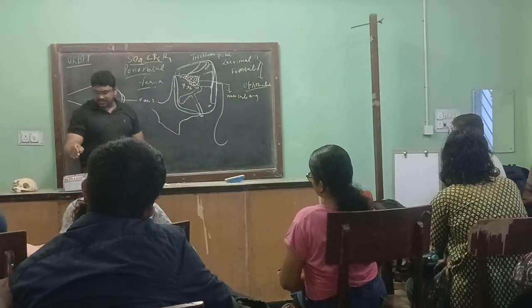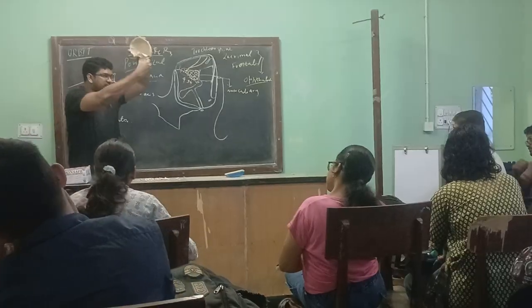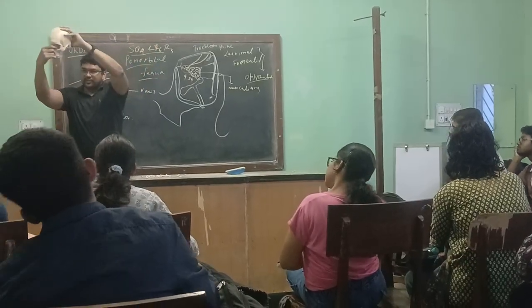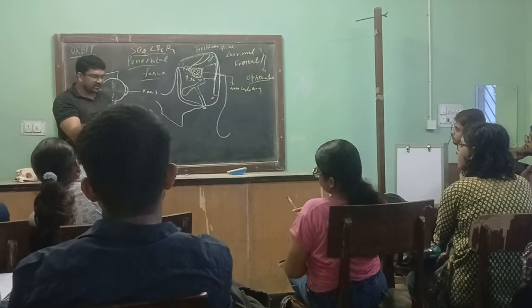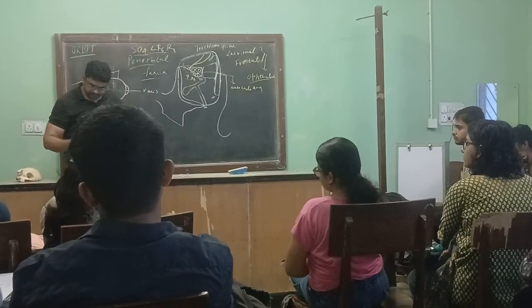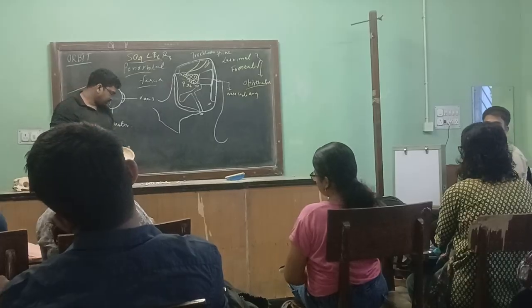Pterygoid venous plexus. If you see properly, can you see this inferior orbital fissure over here? This inferior orbital fissure is communicating behind, with small communications going out of it.